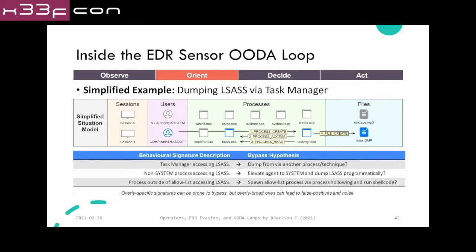So something like this can be detected with a variety of behavioral signatures, each with their own pros and cons. Just for the sake of example, if there was a signature for Task Manager accessing LSASS, then what if you could just dump it from another process? Or if there was a rule to catch processes that are not running as SYSTEM but are accessing LSASS, then what if we just elevated our agent or ran our dumping process as SYSTEM instead?